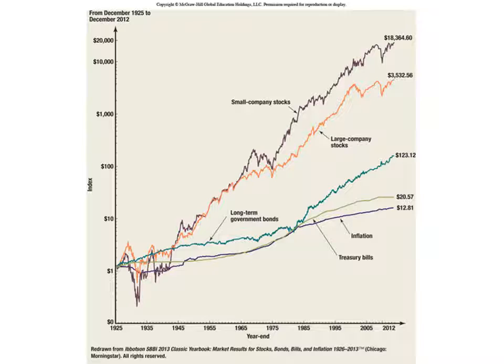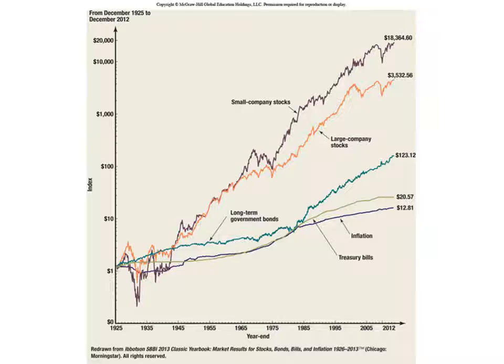So then we see the large company stocks up here, and I want you to notice that this orange line is rougher than the green line of long-term government bonds, and that is because it is riskier. So once again, rougher equals riskier. And if you'd invested $1 in large company stocks back at the beginning, now you would have $3,532.56. That's huge compared to long-term government bonds. Why was the return on large company stocks so much greater? Because they are riskier. Risk and reward must go together.